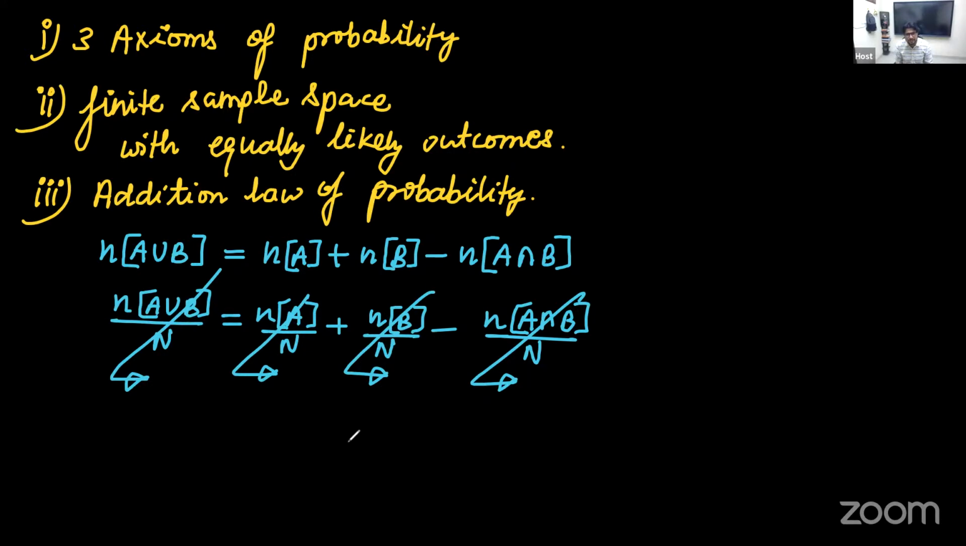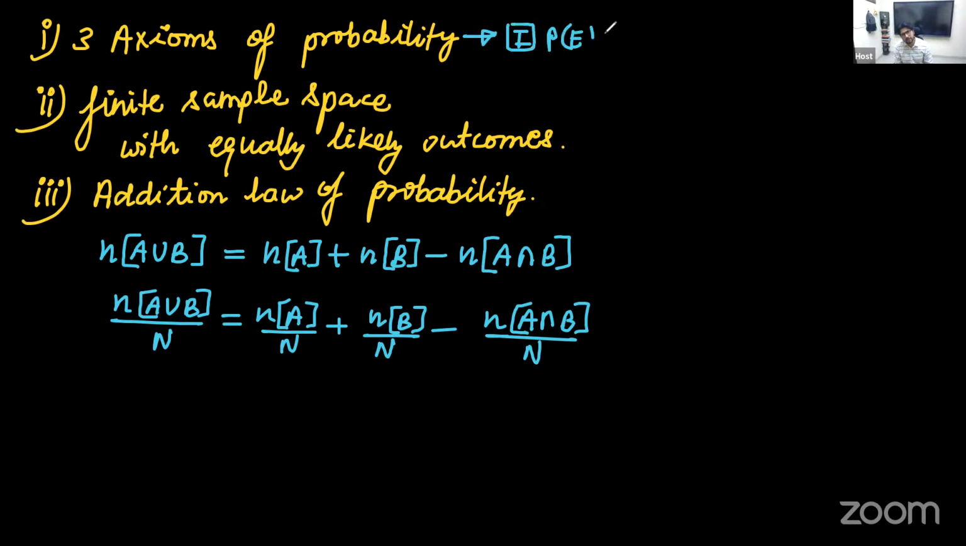So what is this representing? Small n upon capital N. Three axioms of probability. Axiom number one: no event can ever have negative value of probability. Second axiom: the whole sample space will have 100% chances of occurring.